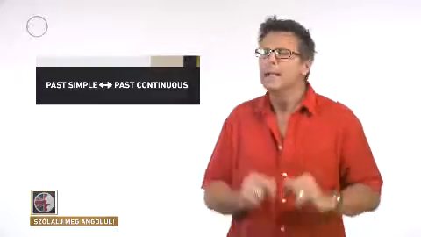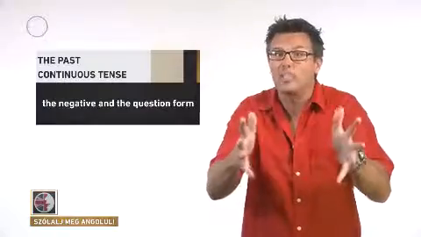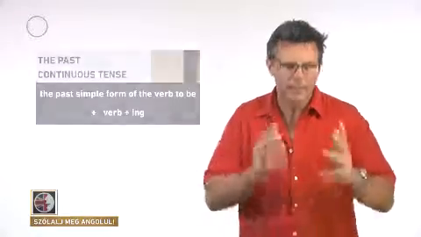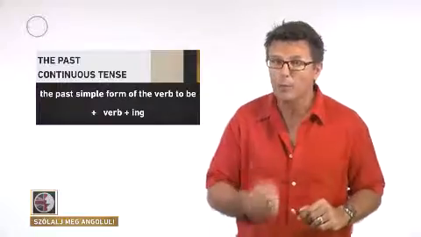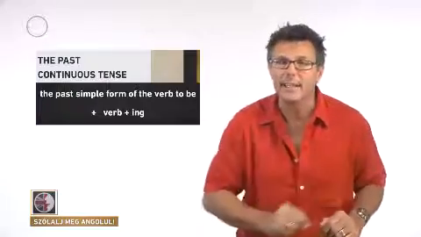But first, yes, that's right, we need to have a quick look at the two forms of the past continuous, the negative and the question form. So, hang on to your pants because here we go. Okay, so we all remember that it's a very simple task to make the past continuous, don't we? Do you all remember how we make the past continuous? Yes, that's right. We make the past continuous using the past simple form of the verb to be and then adding a verb with an ing ending.